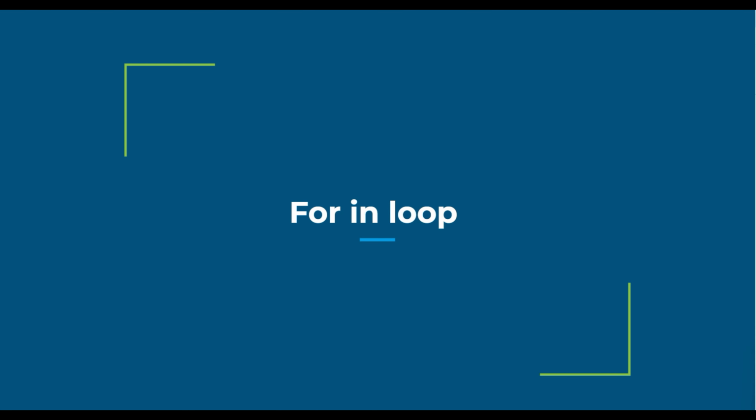So today we will use the for in loop. The for in loop in JavaScript is used to iterate over the enumerable properties of an object. It allows you to loop through all the keys or properties of an object, making it useful when you want to access each property name and its corresponding value. Let's see how to use the for in loop.